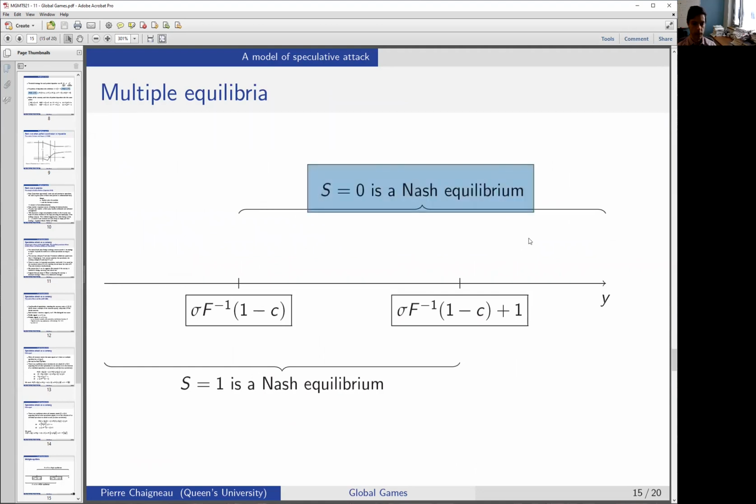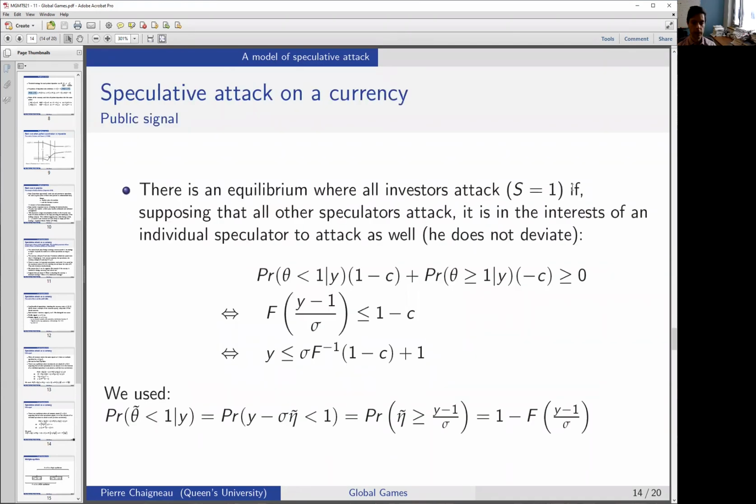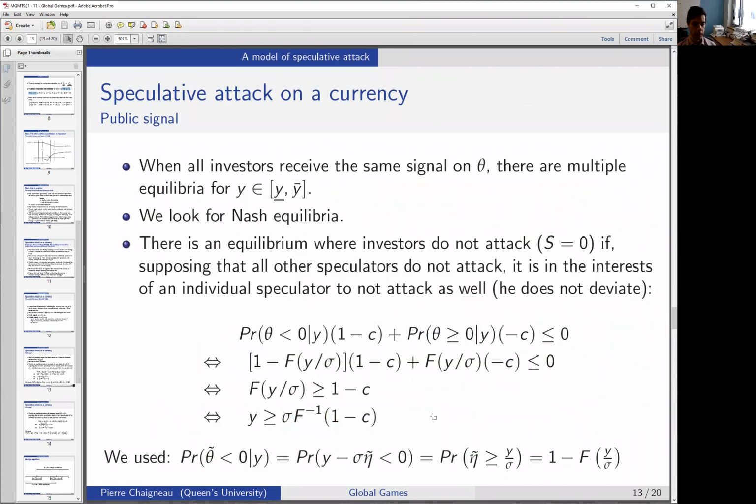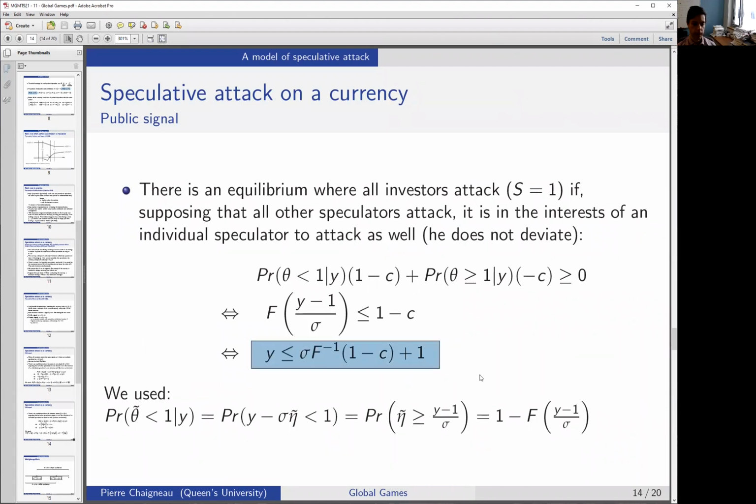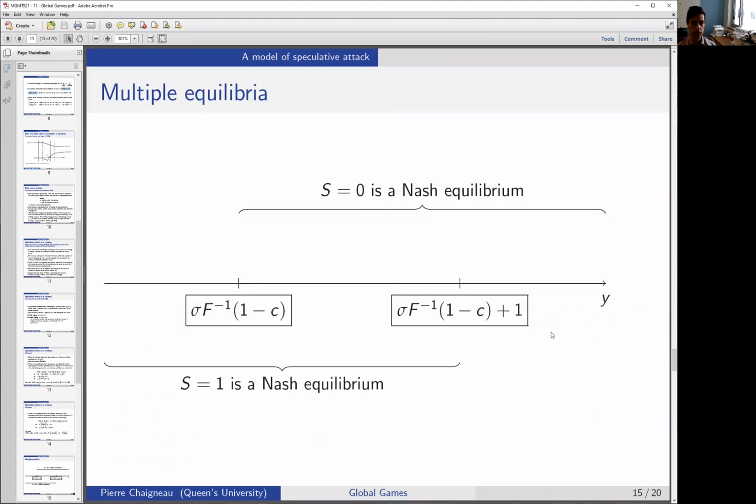And this is what I'm having here, and no one attacks the currency, so S is equal to 0 whenever y is larger than this. So for any value of y here. The second Nash equilibrium is that everyone attacks the currency, so S equals 1 when y is less than this amount, and notice the plus 1. So this is larger than that. And so when y is less than this, it's a Nash equilibrium for everyone to attack the currency. So S is equal to 1. And this is the case for any public signal here.